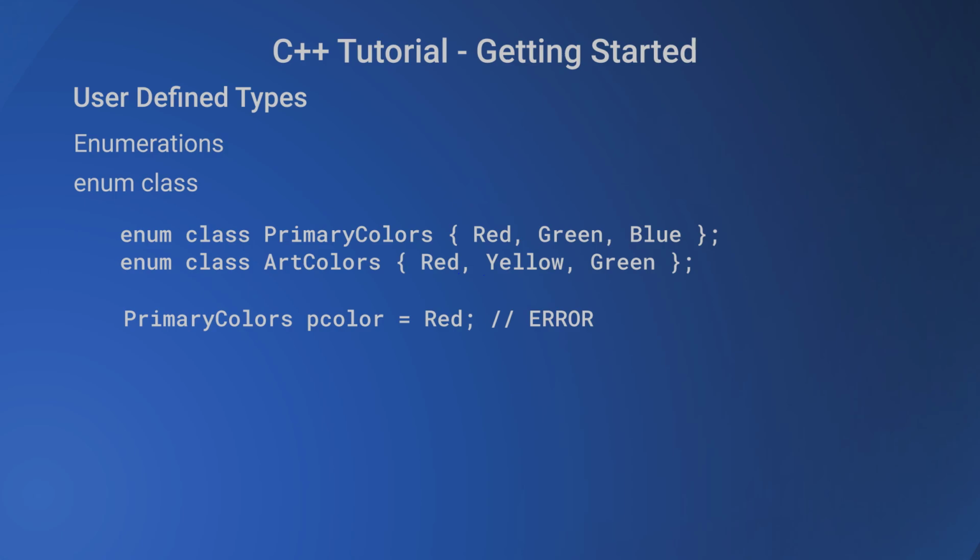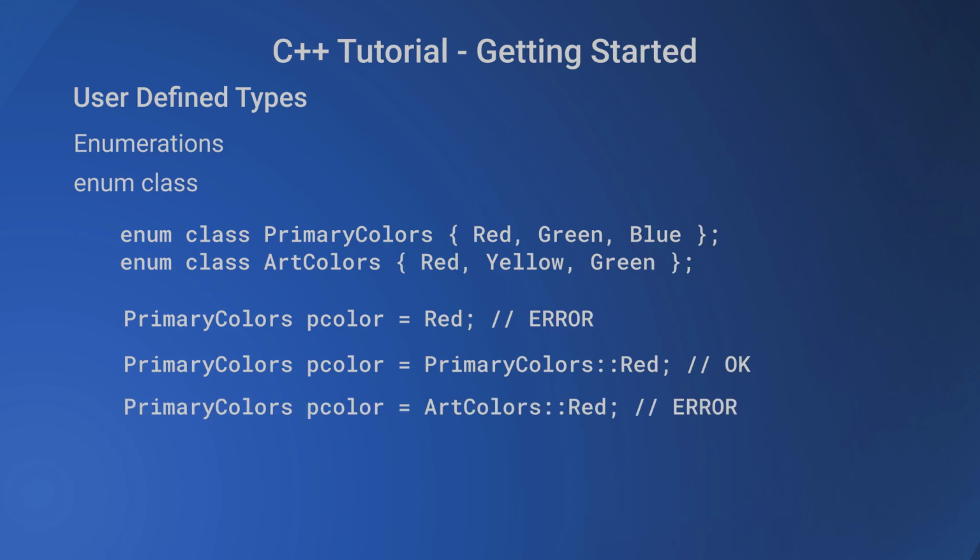It is only available in the scope of primary colors, and a different red is available in the scope of art colors. So we should say primary colors p color equal to primary colors red. This is okay. Also, primary colors p color equal to art color red. This is an error because p color is an object of the class primary colors. The default operators for enum class are assignment, initialization, and comparison.